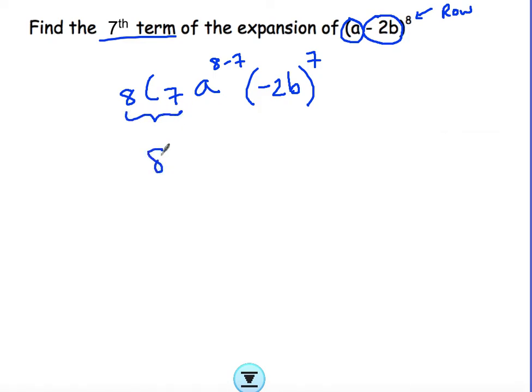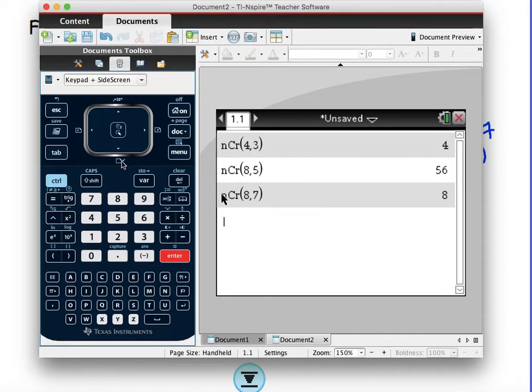So all of this is an 8. This will be an a to the first. And now be careful, we have to do negative 2 to the 7th power. Now keep that in parentheses when you type it in your calculator. Okay, so negative 2 to the 7th power, you're going to get negative 128. If you don't put it in parentheses and you do negative 2 to the 7th power, well, in this case, because it was an odd exponent, it didn't matter.